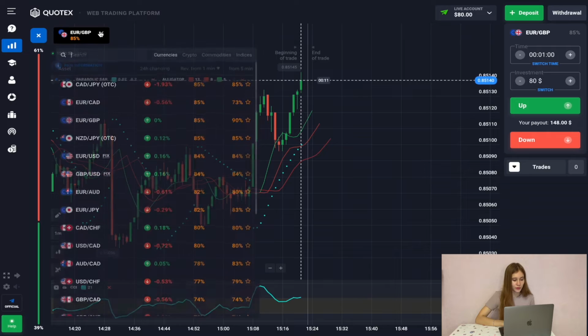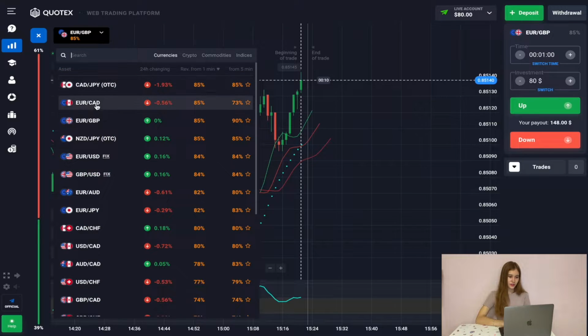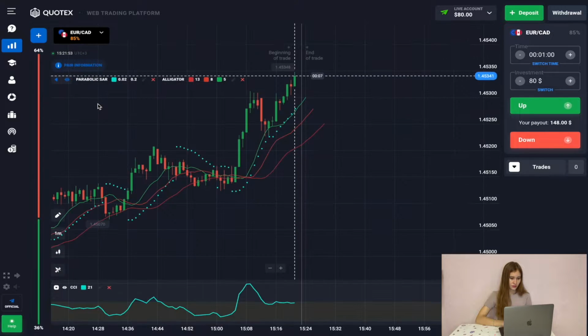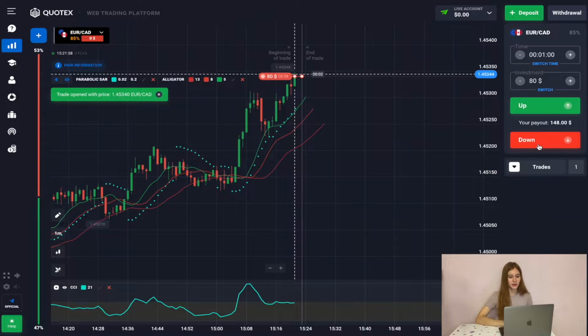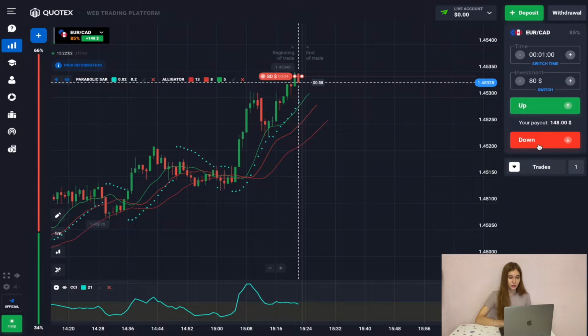Let's start trading with a balance of $80 and choose a currency that will give us a higher payout percentage. Here we can open our deal to reduce the price, as now we see the price was in an overbought state for a long time.